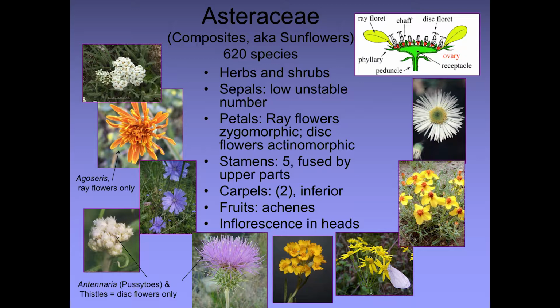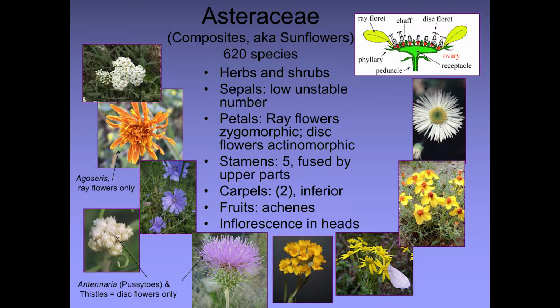Herbs and shrubs comprise the list of asters. There's 620 species in New Mexico. Oh, wow. It is one of the biggest families around. I think there's hundreds of thousands worldwide. It's one of the hardest families to sort out.